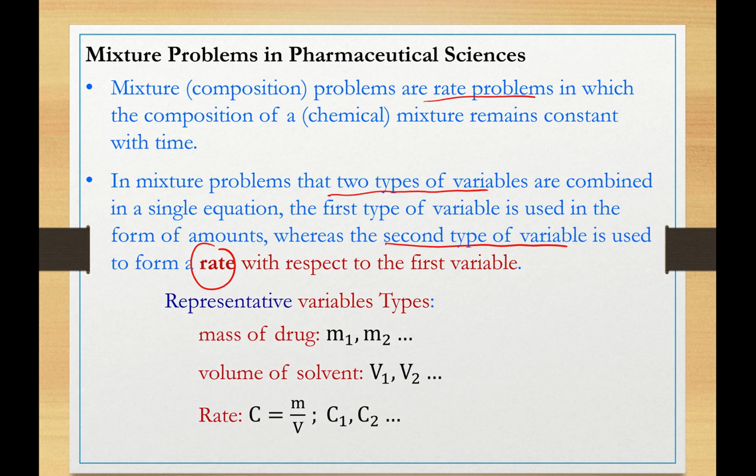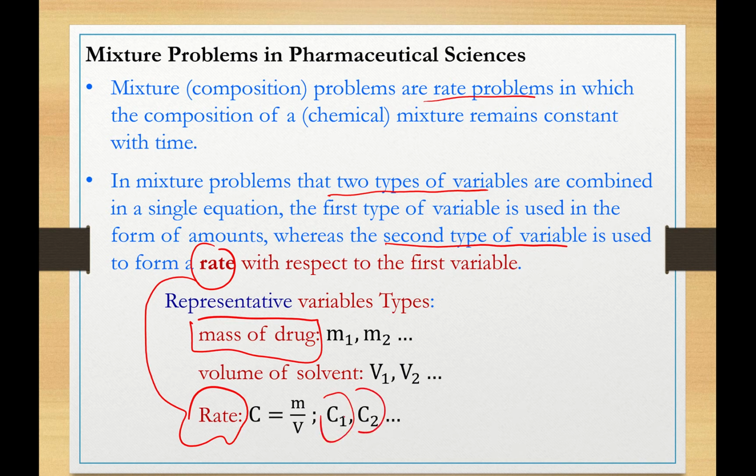One variable type could be the mass of a drug, and you could have M1, M2, and so on and so forth. Another type of variable could be the volume of a solvent, and again you could have V1 and V2 and V3 and so on. The rate that I mentioned in this case is the ratio of the mass of the drug over the volume of the solvent, and therefore we could have drug concentrations in solutions here, C1, C2, C3, C4, and so on.